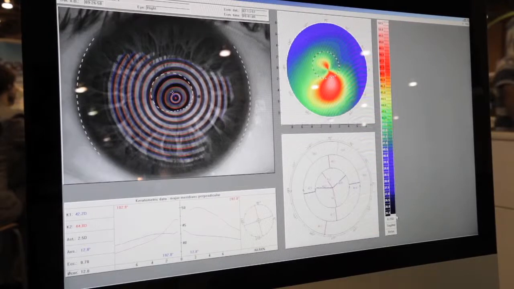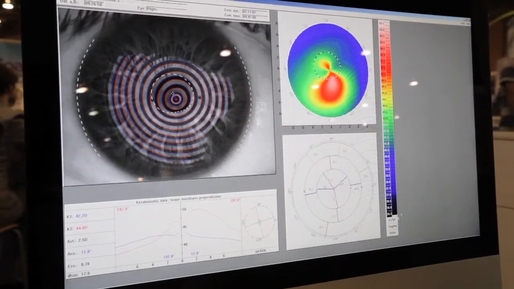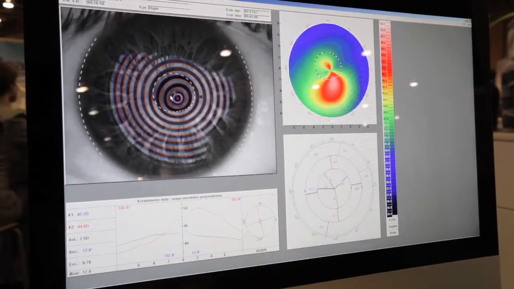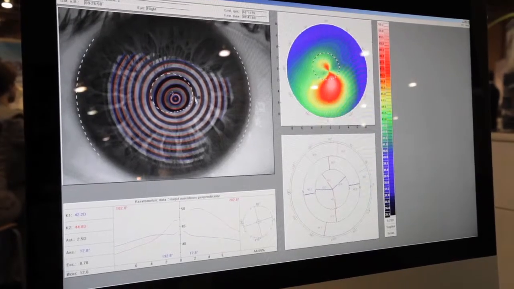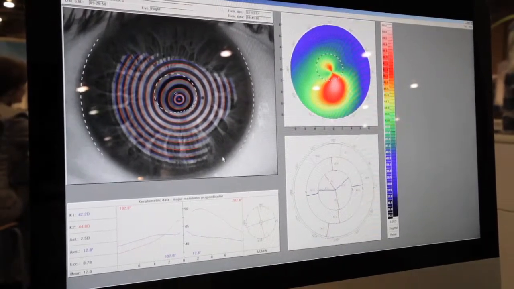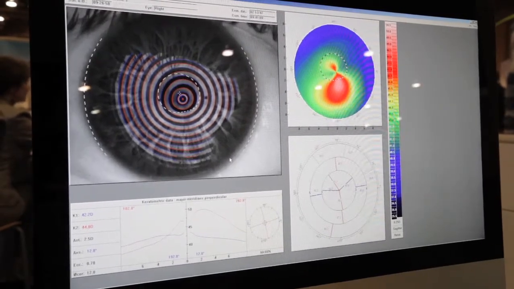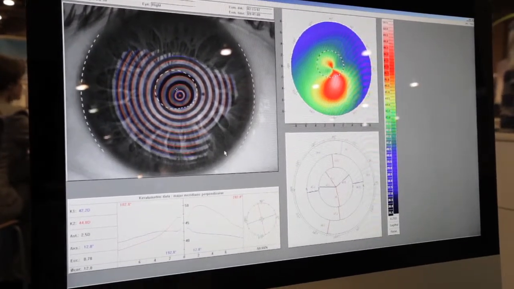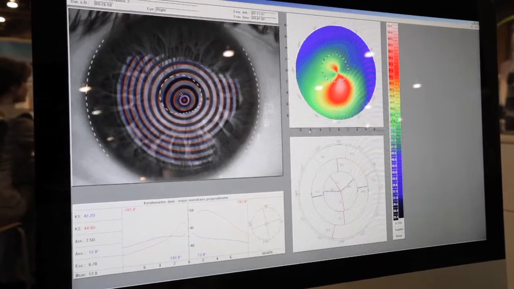Right now we are looking at the overview display. In the overview display, we have an external image of the eye with the Placido rings projected on the picture. This is a nice display to show the doctor any irregularities on the surface of the cornea instantly.